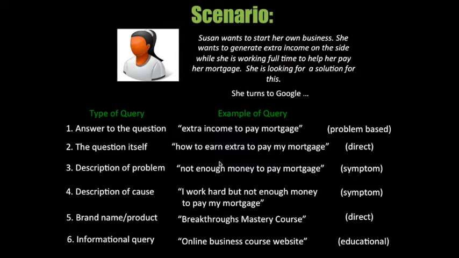So always remember that people don't search the same way. People use a query to describe the way they feel, to communicate with the search engine what they want and what they need, like with our example here of Susan. We do not know what's playing inside her mind. So there are different types of query here: answer to the question itself, description of the problem, description of cause, brand name or product, informational query. And our role as advertiser is to provide them the answers or solutions to what they need.